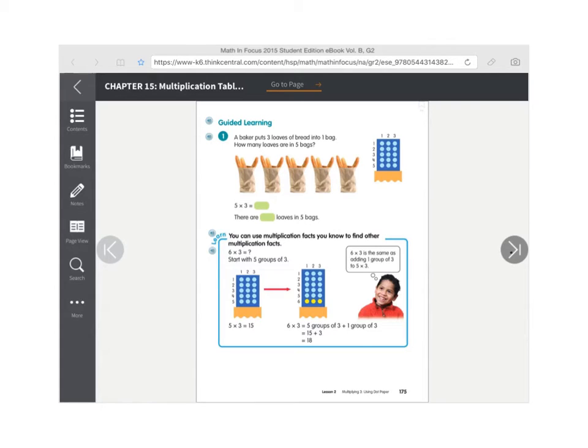Okay. And it's important to note here that the 5 comes first in my multiplication problem, even though the 3 comes first in my word problem. When I'm writing a multiplication problem, the number of groups always goes first. That's how I know my picture and my array is going to look correct. Because in a little bit, we're going to be talking about the difference between 3 times 5 and 5 times 3, because those pictures would look very different.